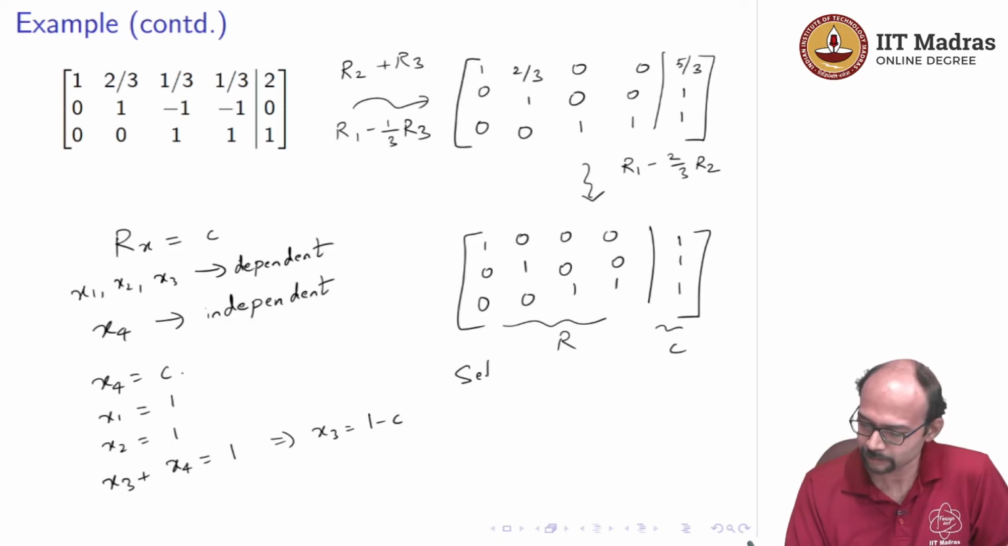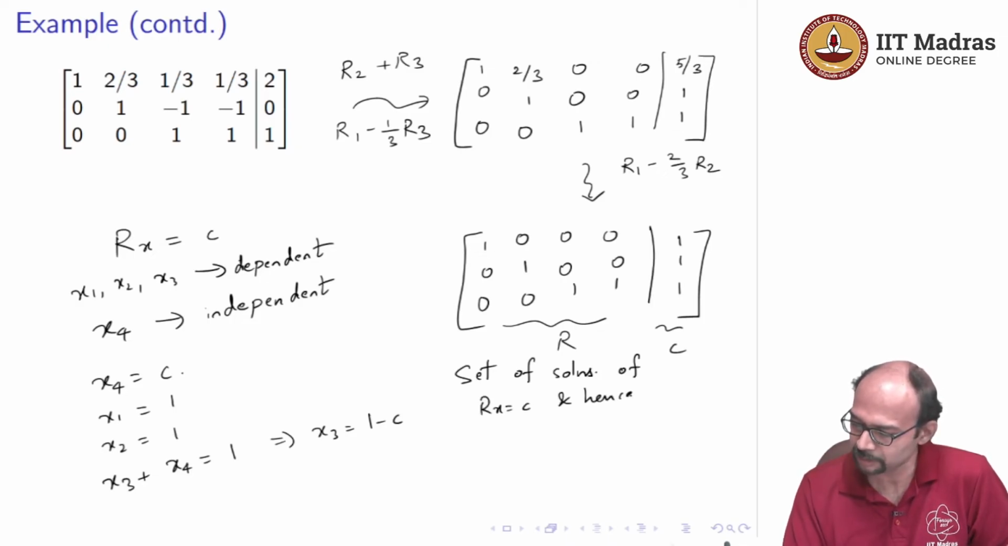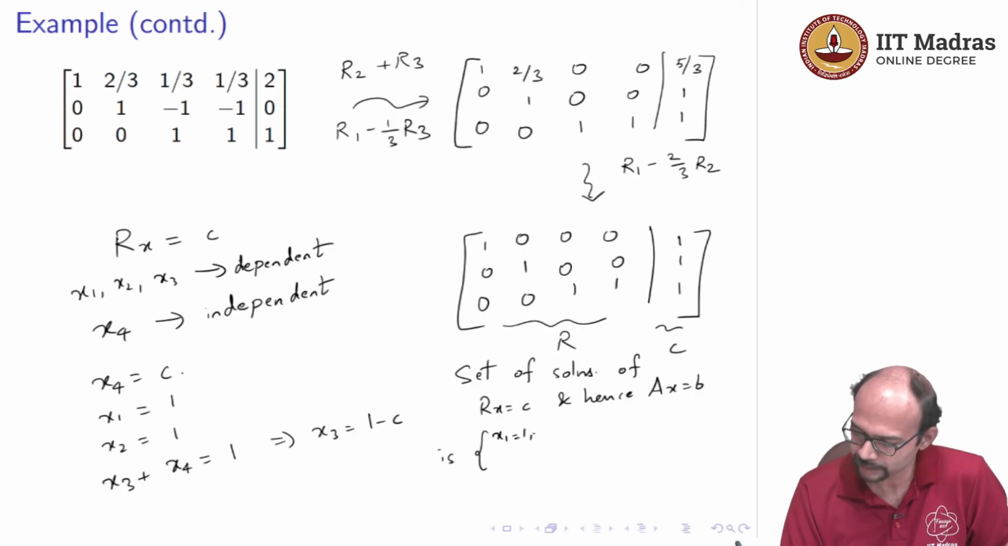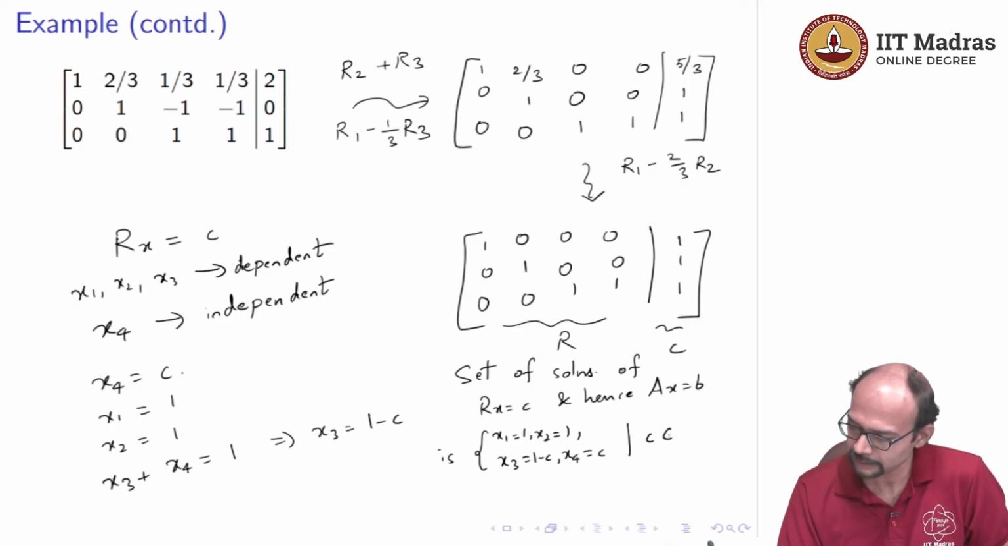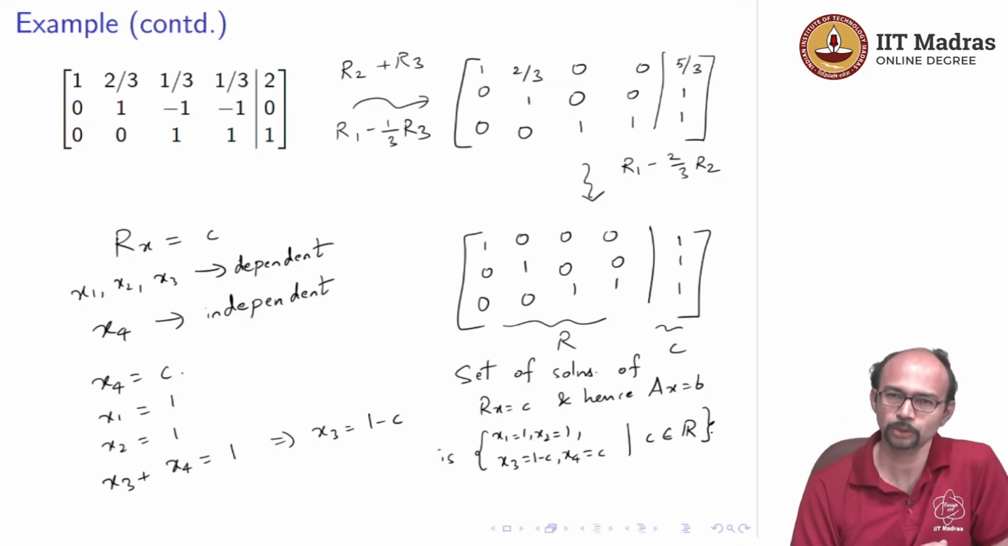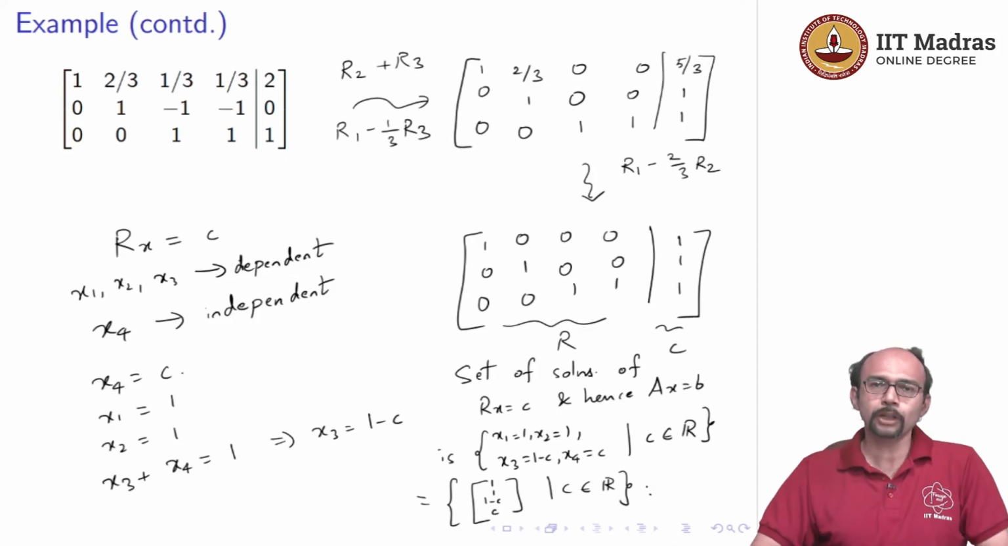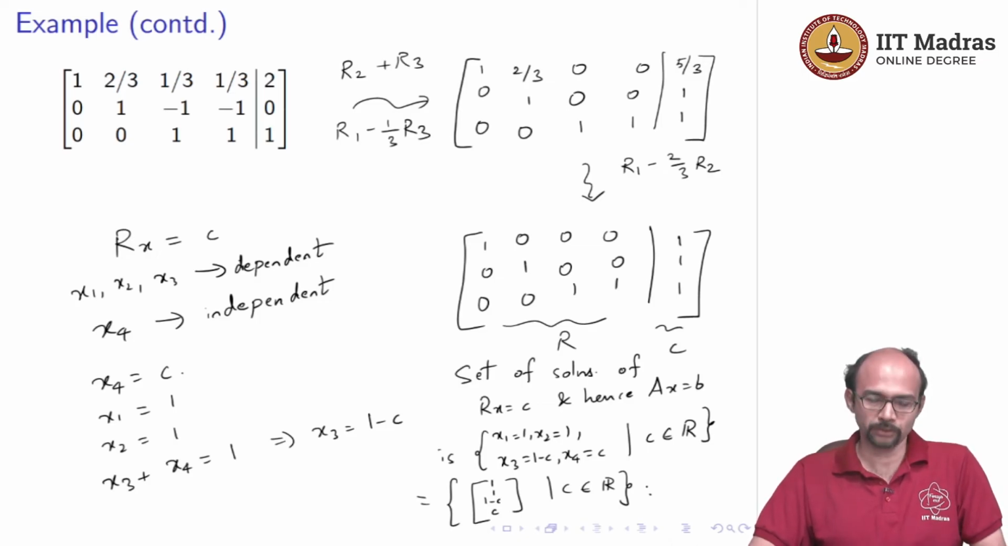Okay. So the set of solutions of Rx equals c, and hence Ax equals b, is vectors of the form x1. So you can either write it as a vector or explicitly. Maybe let me write it explicitly. So x1 is 1, x2 is 1, x3 is 1 minus c, and x4 is c. Okay, and where c can take any choice, right? We can have any number for c, so any real number, or I can write the same set in terms of a vector as 1, 1, 1 minus c and c, okay, where c belongs to R. Okay. So we have determined all the solutions of the system of equations Ax equals b, where A was exactly that matrix that we started with in our first example.